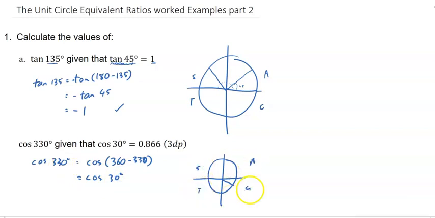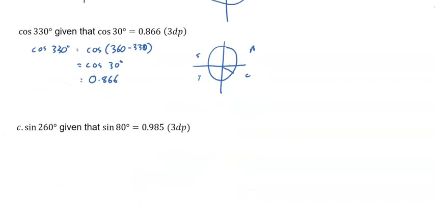But C-A-S-T, we're in the fourth quadrant, so cosine in the fourth quadrant is going to be positive. So cos 330 equals cos 30. And we know that cos 30 equals 0.866, so cos 330 also equals 0.866. Done. Last example here, you should really try this one before I do it.